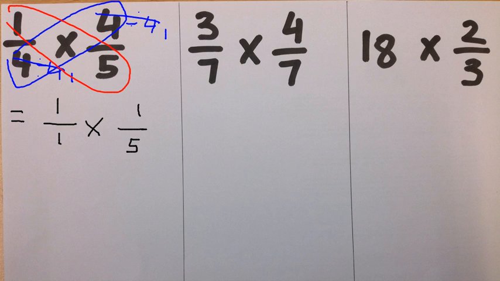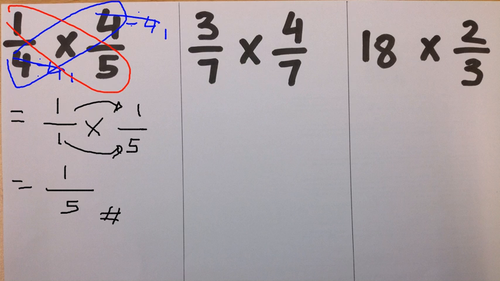Next step will be to multiply. 1 times 1 will give me 1. And then 1 times 5 will give me 5. After that, check your answer to see if you can simplify any more. 1 and 5 cannot be divided by any common number, so this will be your final answer.